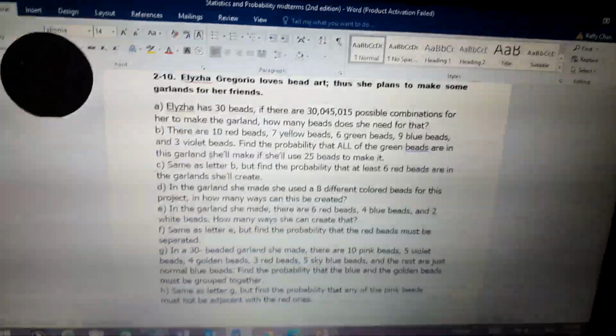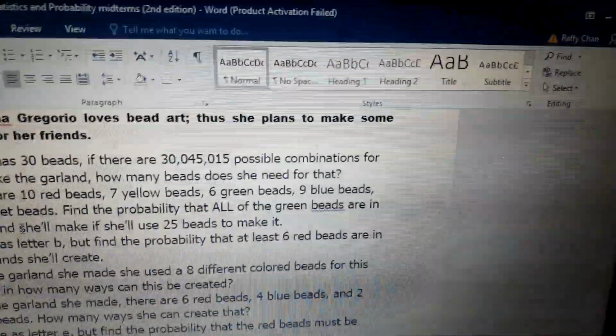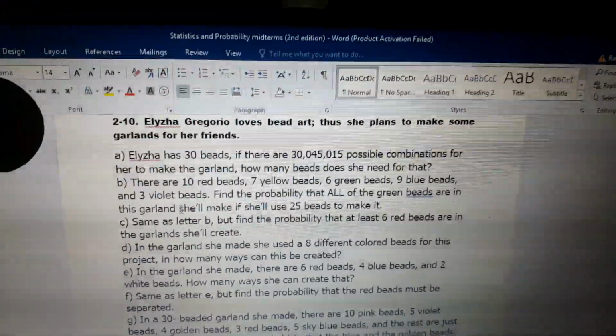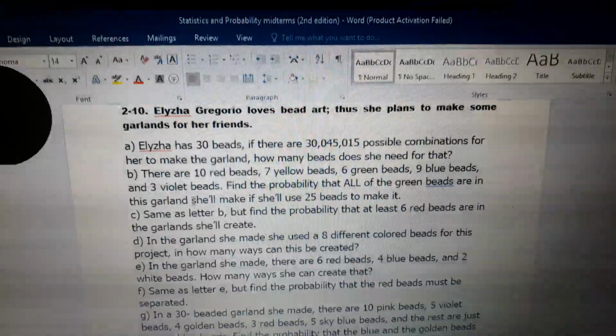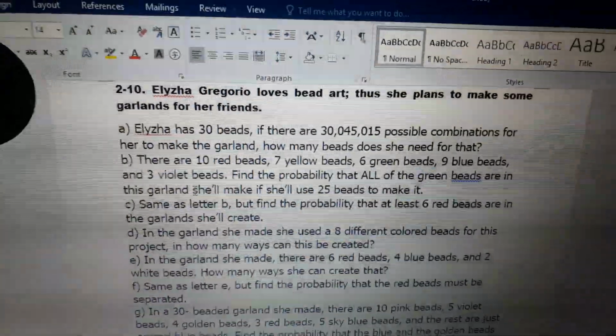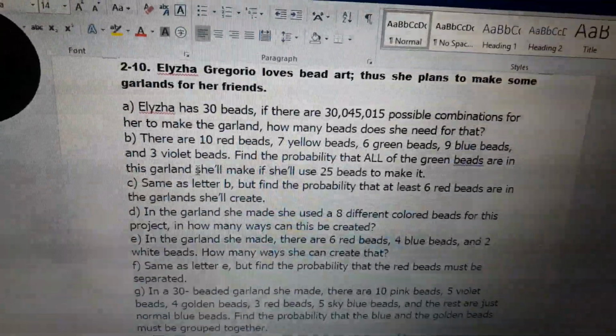So in this problem, do you remember? There are 10 red beads, 7 yellow, 6 green, 9 blue, and 3 violet. Find the probability that all the green beads are in this garland if she'll use 25 beads to make it. So for this type of probability, what are we going to use? Combination, because you remember, it's a combination.